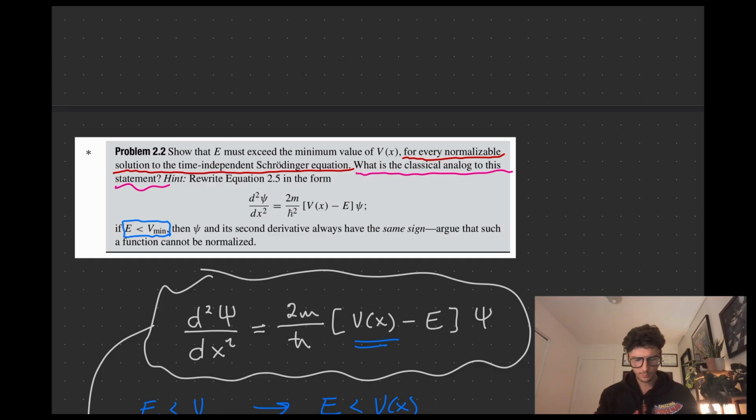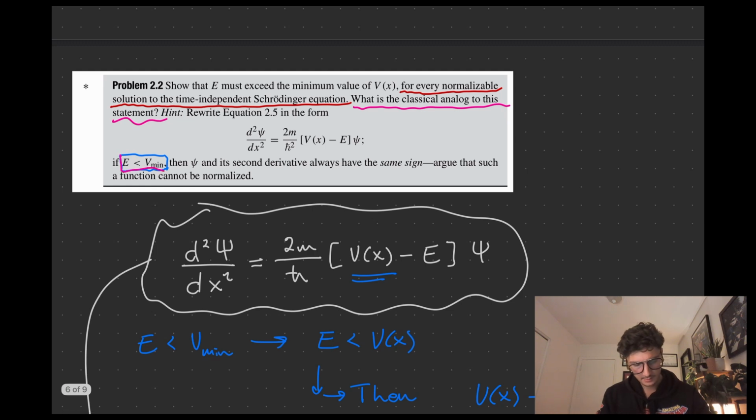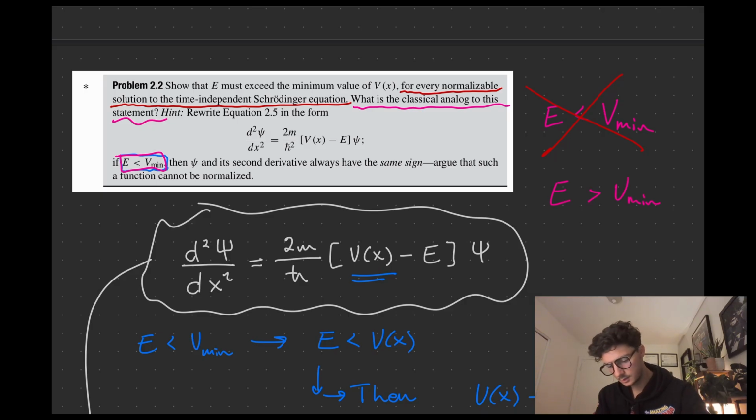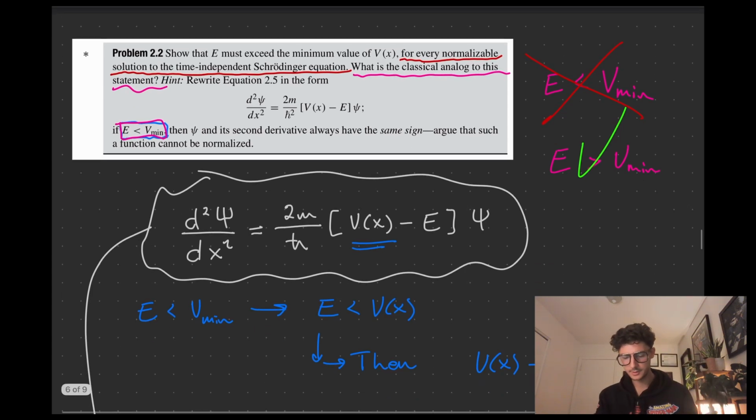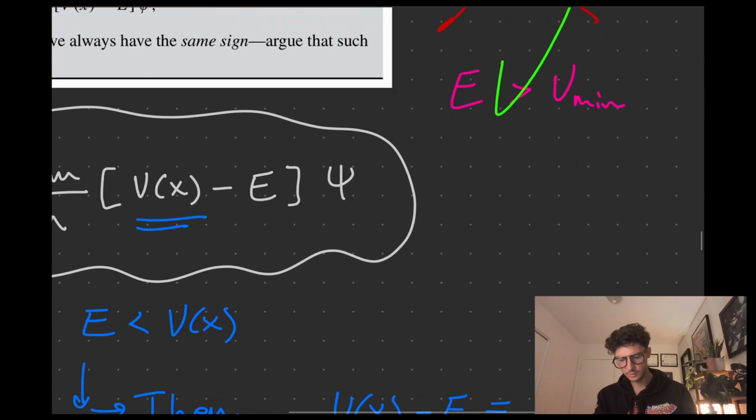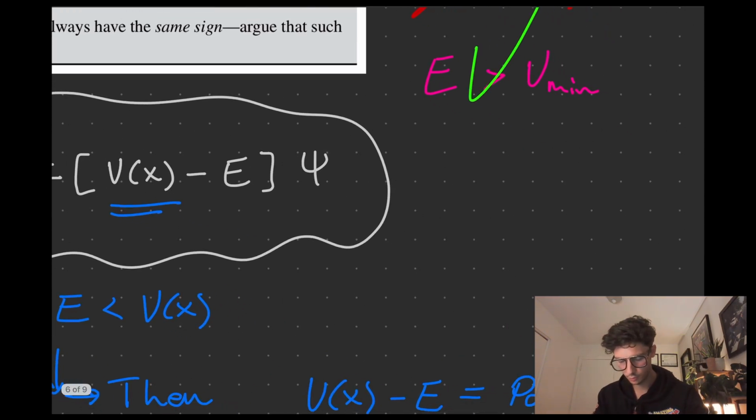Okay, so what we basically said is if E is less than V min, so the total energy of the particle is less than the potential energy of the particle, it's not possible. The particle cannot exist because the wave function is not normalizable. So E less than V min cannot be. But if E is greater than V min, then this is good. So what is it saying about the classical analog? Let's think about this. So I'm going to zoom in right here and just use this little space to work. Let's work in this orange color.